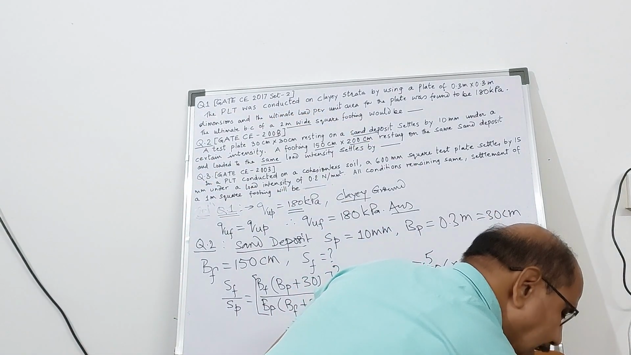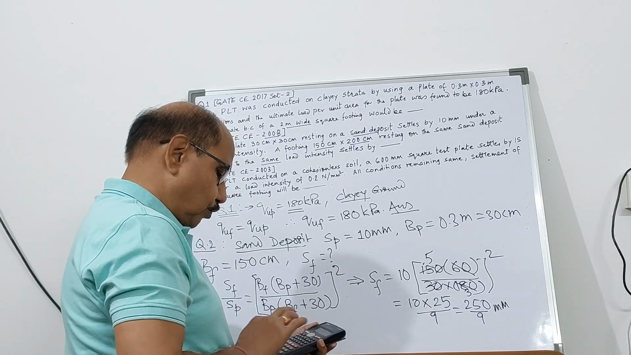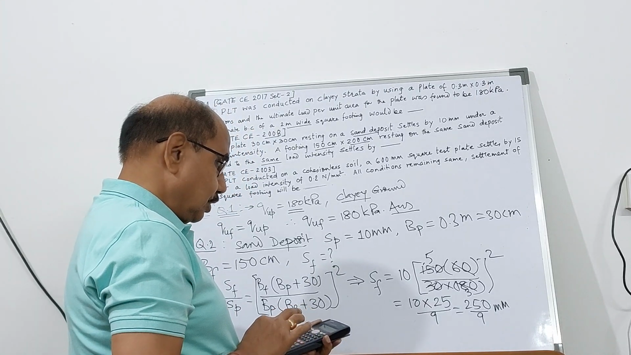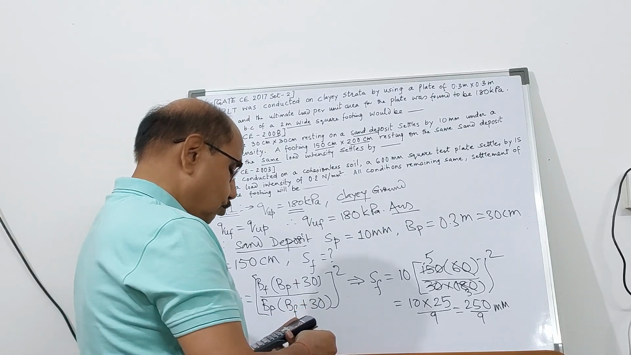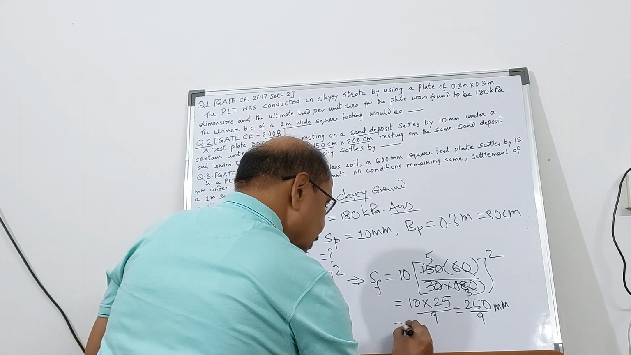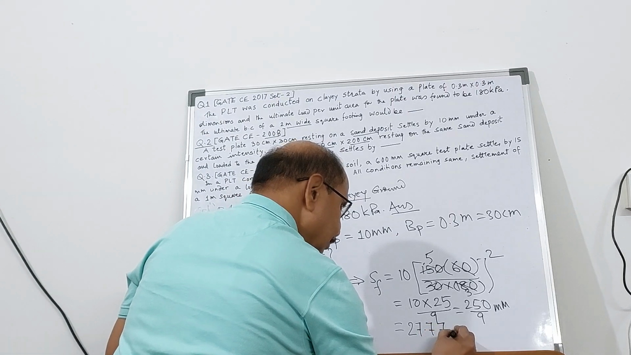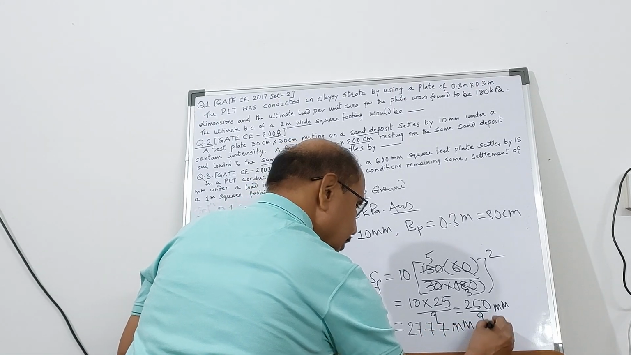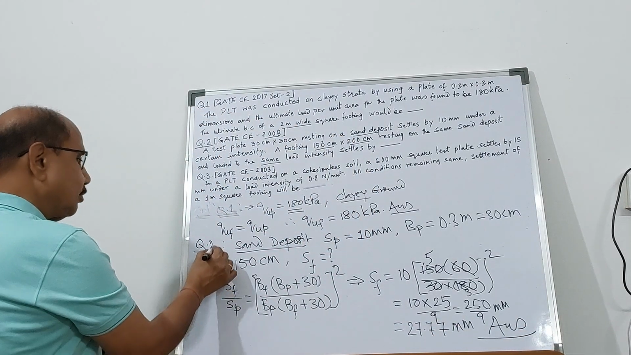So if you calculate it, 250 divided by 9 comes out to be 27.77. So this is equal to 27.77 millimeter. So this is the answer of question number 2.